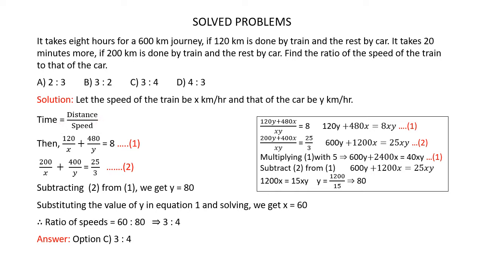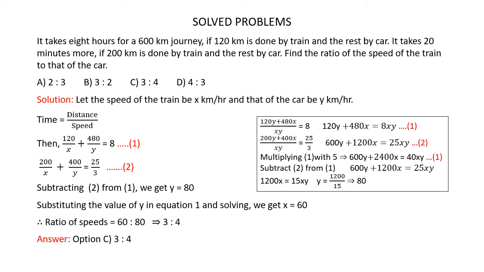Now in the first instance, 120 kilometers is done by the train at a speed of x kilometers per hour. So the time taken by the train is 120 by x, and the rest by car. The total journey is 600 kilometers. The train has covered 120 kilometers, so the rest is 600 minus 120, which is 480. So the rest of the distance of 480 kilometers is covered by the car at the speed of y kilometers per hour. So the time taken by the car is 480 divided by y.